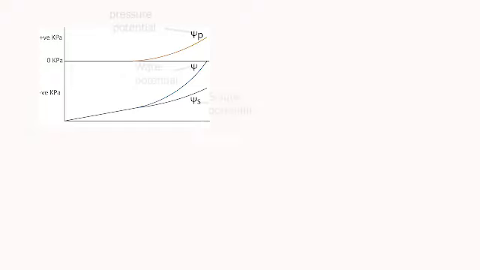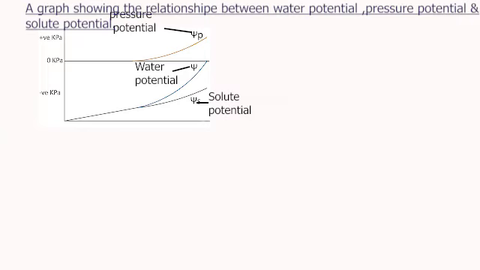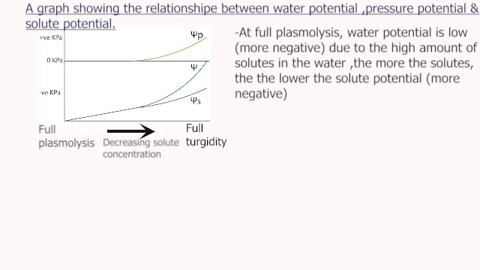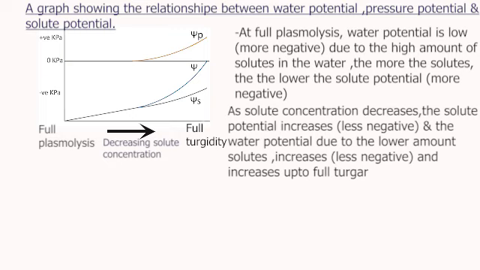And with that said, we can now turn our attention to this graph. This graph shows the relationship between water potential, pressure potential, and solute potential in a plant cell. At full plasmolysis, as you can see, water potential is low or more negative due to the high amounts of solutes in the plant cell. The higher the amount of solutes, the more negative or the lower the solute potential. As solute concentration decreases, the solute potential becomes less negative or increases, and the water potential also becomes less negative and increases up to full turgor. At full turgor, the water potential is 0, and that represents pure water.